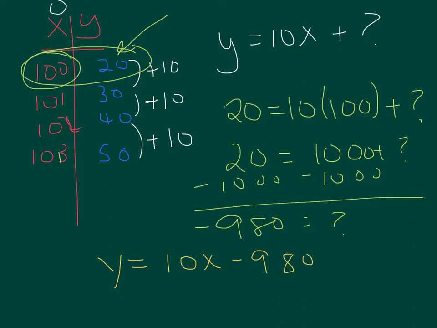And again, I could check that with any of the other values. I could check it with this one here, so that would be 10 times 102 minus 980 equals 40. I can check any coordinate points I want and do that. On the next screen, I'm going to show you something else we talked about in class.